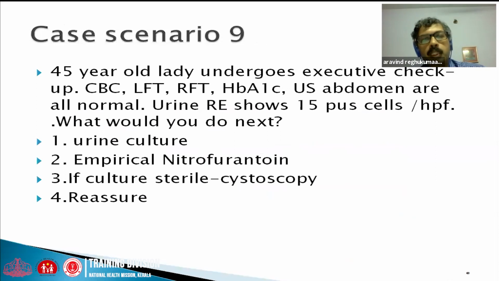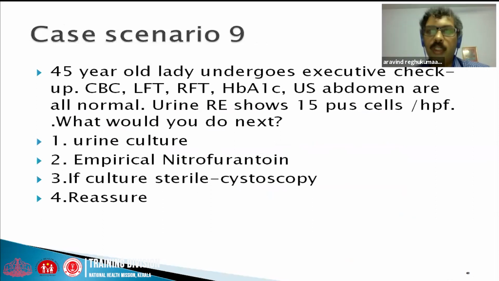Then I think this is the last case. A 44-year-old lady undergoes an executive checkup. So this is a common situation. The patient is totally asymptomatic, then decides for an executive checkup. The urine is showing 15 pus cells per high power field. So what would you do next?